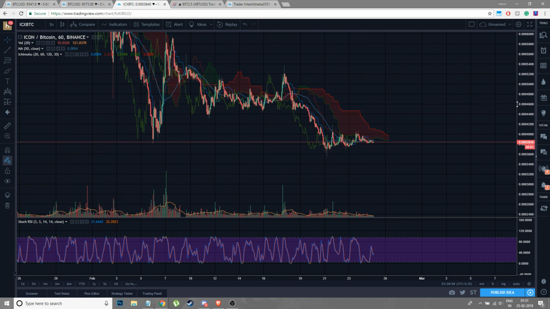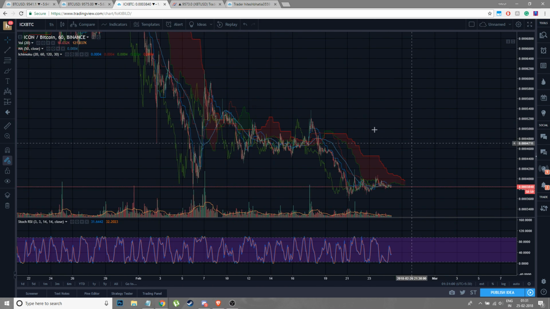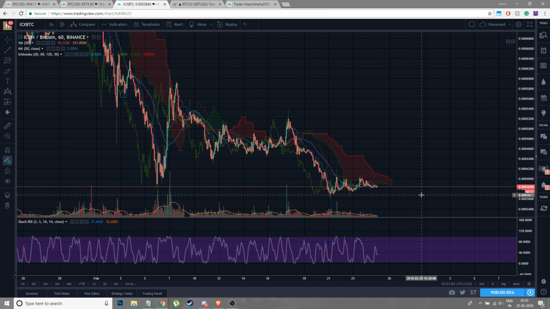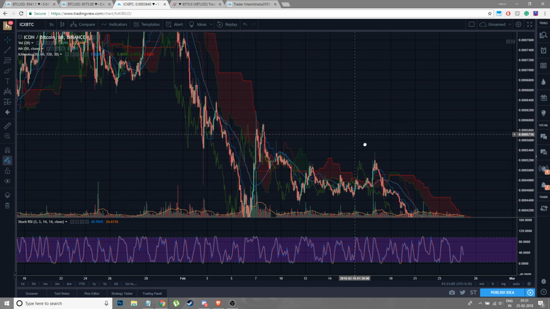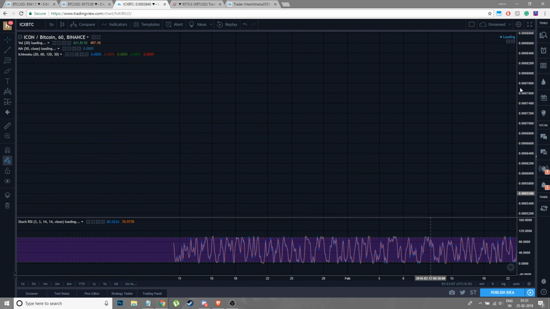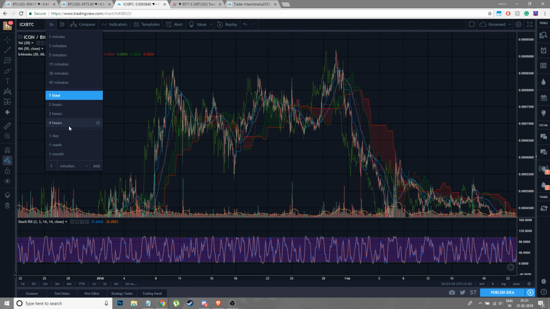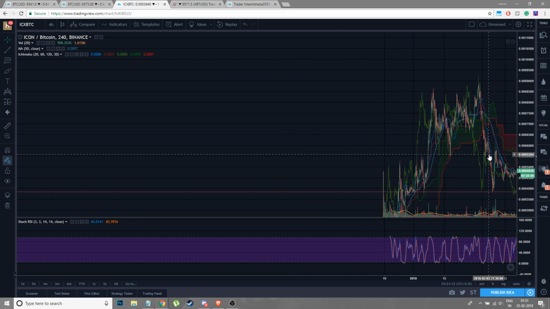Okay, so ICX looks like it's consolidating. It's had its fair share of being bullied around, right? This is the 1 hour chart. Okay, this is the 4 hour.